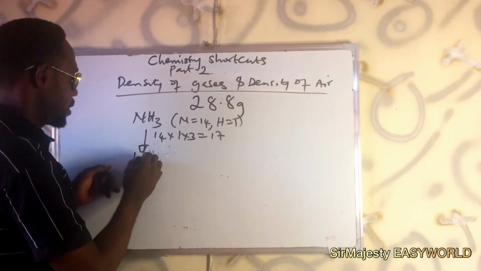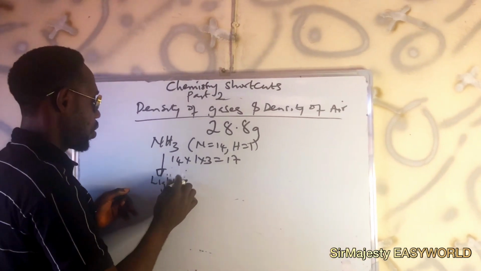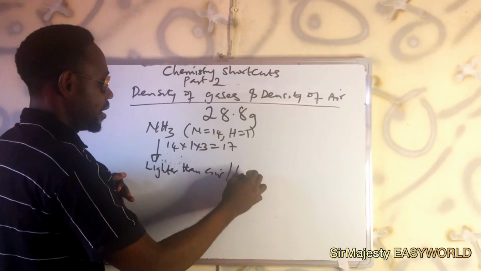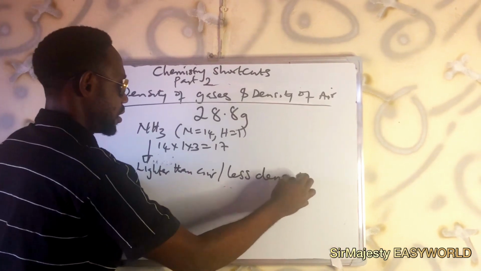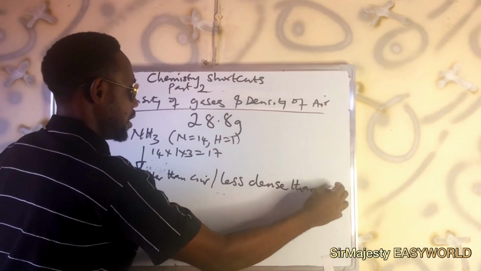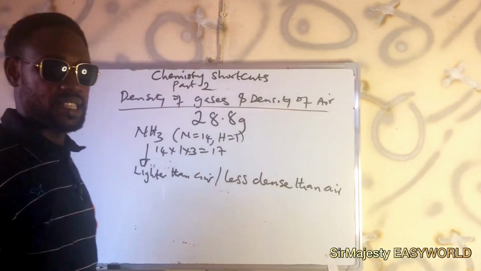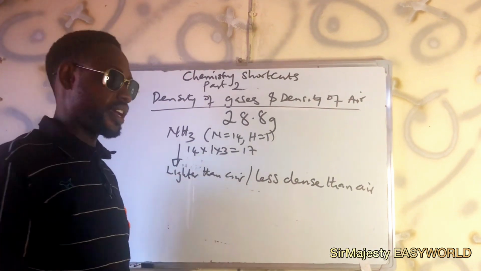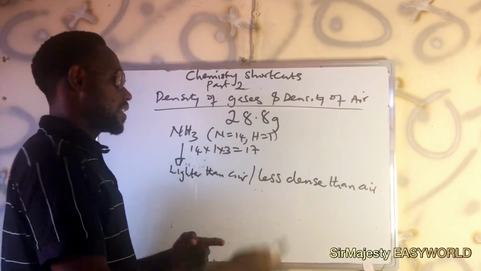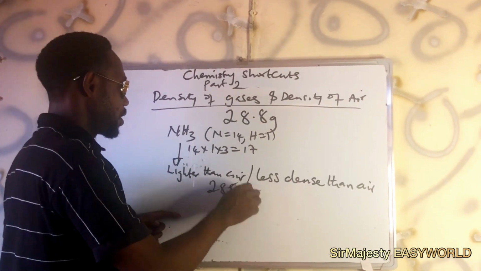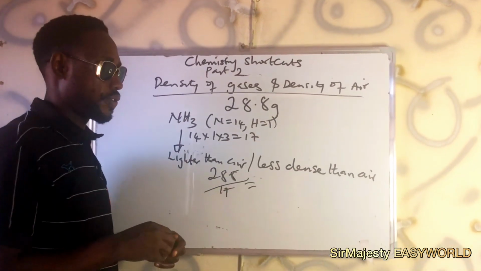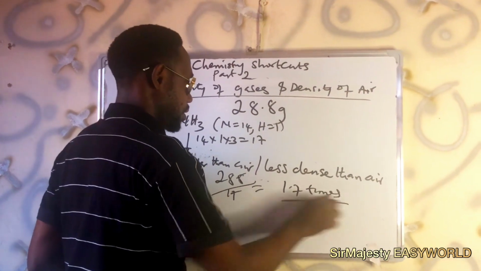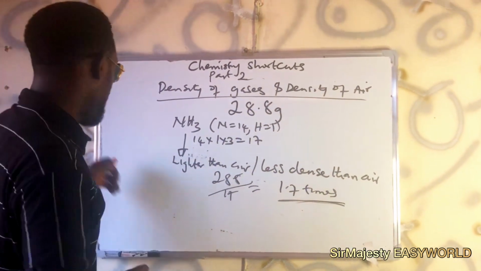Ammonia gas is lighter or less dense than air. This will not only tell you the gas that is lighter, it can also predict for you how many times such gas is lighter or heavier than air. How many times is ammonia lighter than air? You can simply say 28.8 divided by 17, which gives roughly 1.7 times lighter than air.